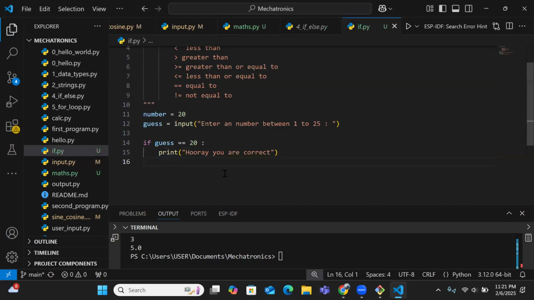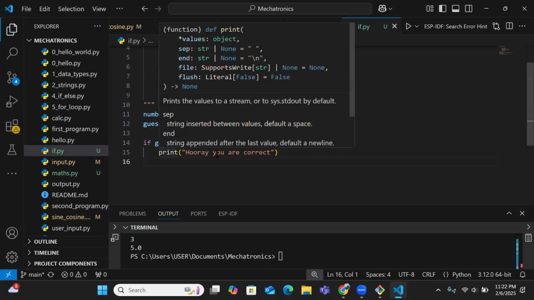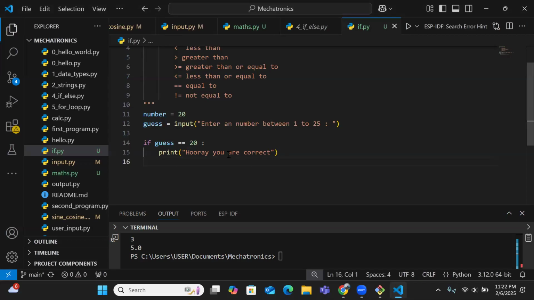Can you see that? Yes. You say, we are guessing a number. The number is there. So you enter a number between 1 to 25. And then that number, we check if the number you have guessed is equal to 20. Then we put this colon, just the same way we were doing for loop. Then you print, hooray, you are correct.